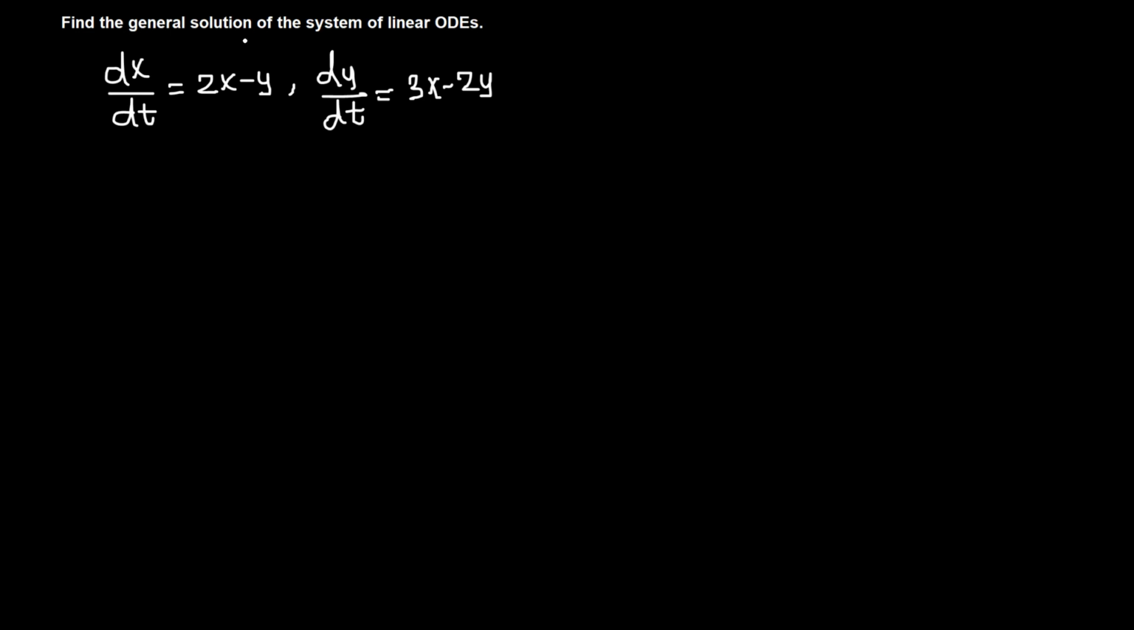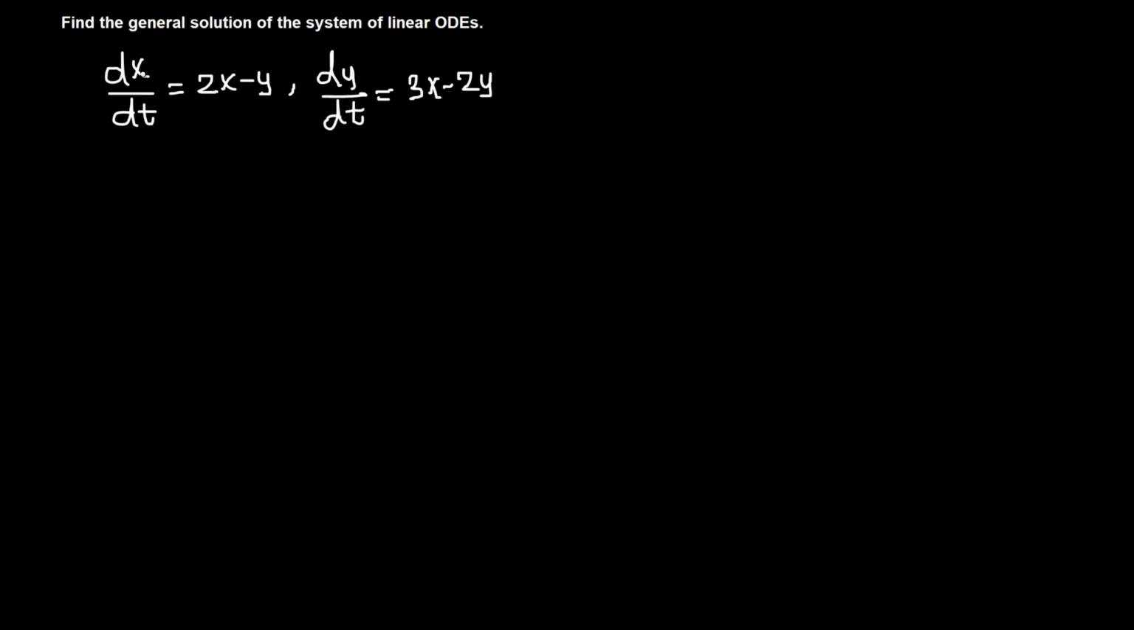Find the general solution of the system of linear ordinary differential equations. So we have two ODEs. Now we need to solve. That means isolate x and y. So this system can be written in terms of a matrix system.